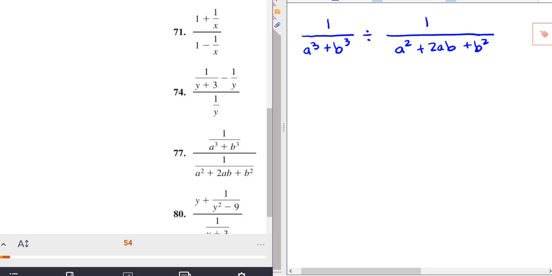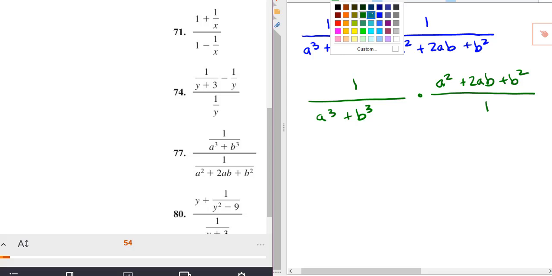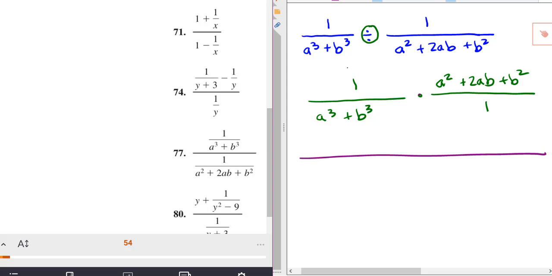Now, let's do a few things at once. First thing is, what happens to division? Multiply by the, and what do I write? You're right. A squared plus 2ab plus b squared over 1, right? And for now, I'm just going to copy the denominator. And then I remind you of those big red letters. Good. So when you multiply, all it does is become one long fraction, right?